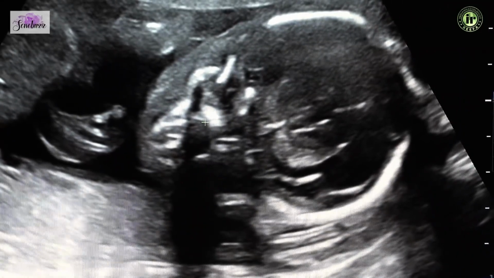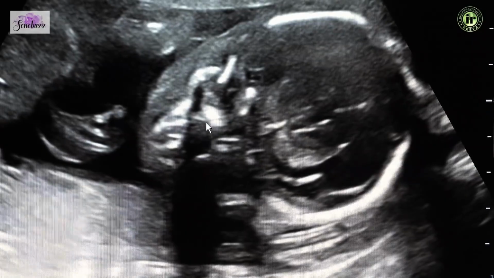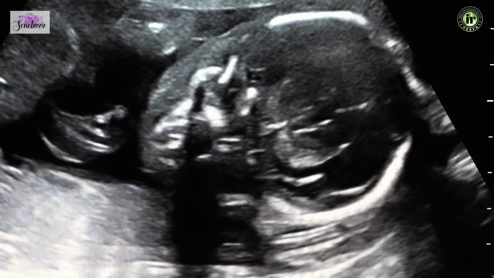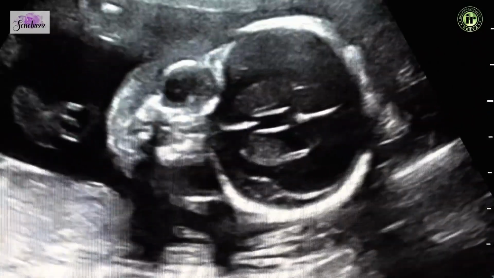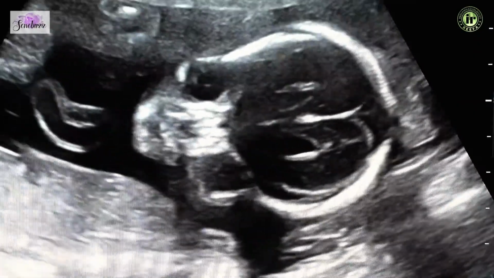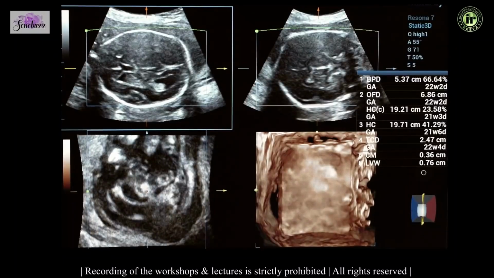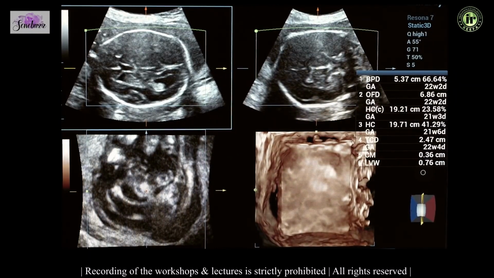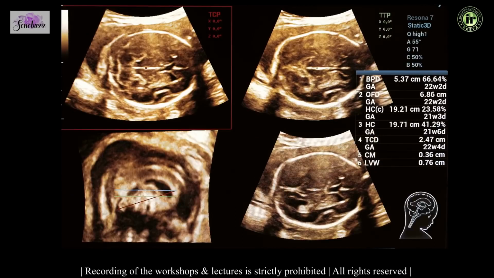A sagittal section may not always be possible, but at least a coronal section you always get, and this is a coronal section where the CSP is seen very well. Since we are using the Mindray Resona system, if you take a 3D sweep, they have a very nice feature for the calculations of the CNS measurements.